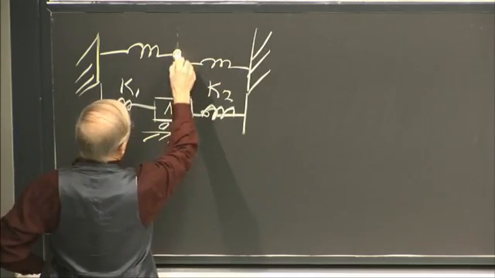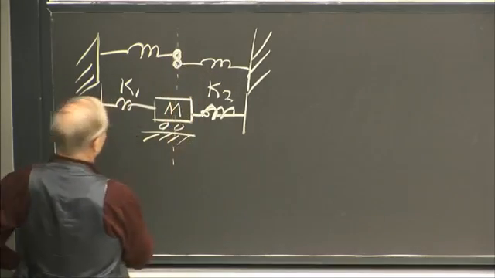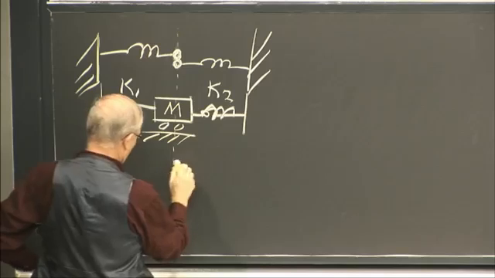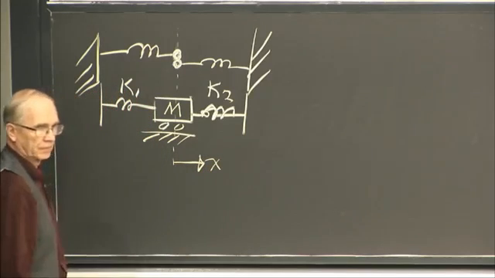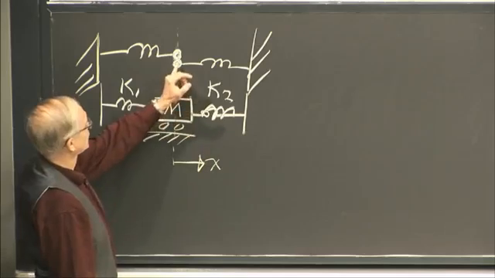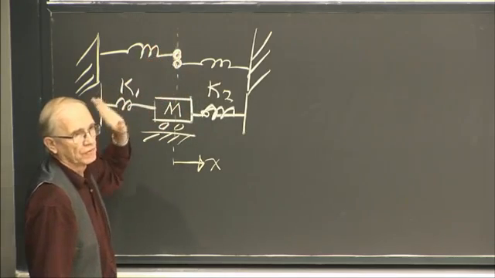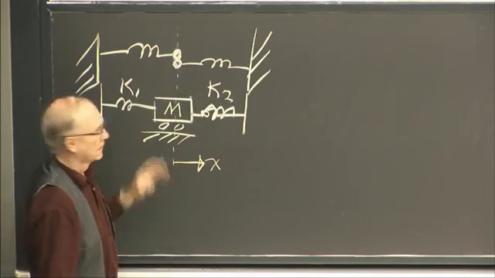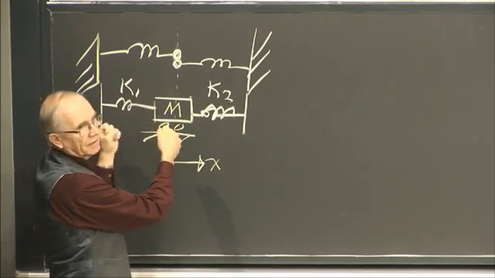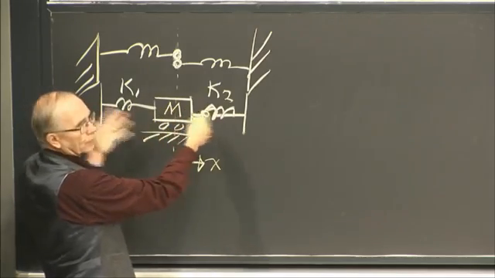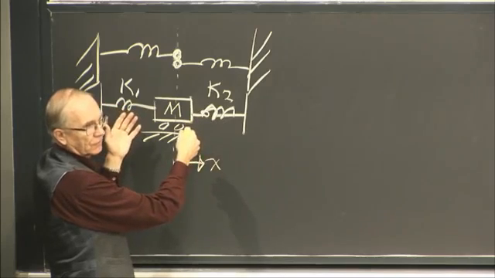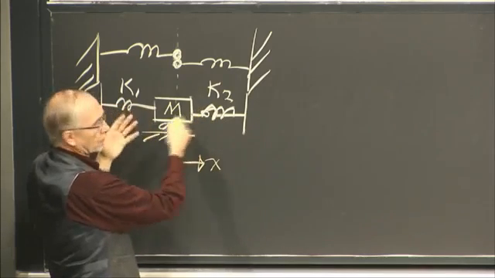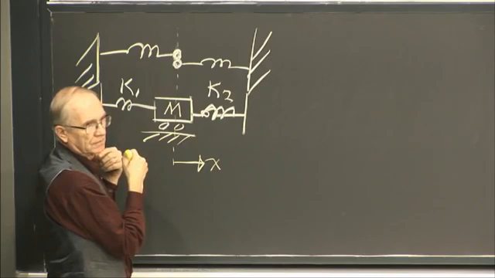And I'll pick this point here as the place I'm going to put my inertial coordinate. So my inertial coordinate is just measured from where the endpoints of these two springs happen to have been. Now, to squeeze the mass in here, there's clearly pre-compression in these springs. So we are no longer at a zero force state, right?